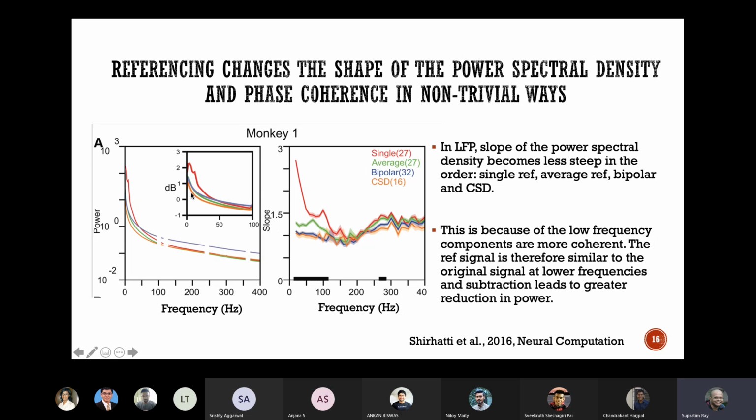Okay, does that make sense? The lower frequencies are more coherent. We have seen this in the LFP data. It is true for all types of signals, including EEG data. So when you are referencing, you are subtracting out a similar looking signal at lower frequencies, but a lesser similar signal at higher frequencies. So the reduction is more at lower frequencies, causing the slope to fall down.